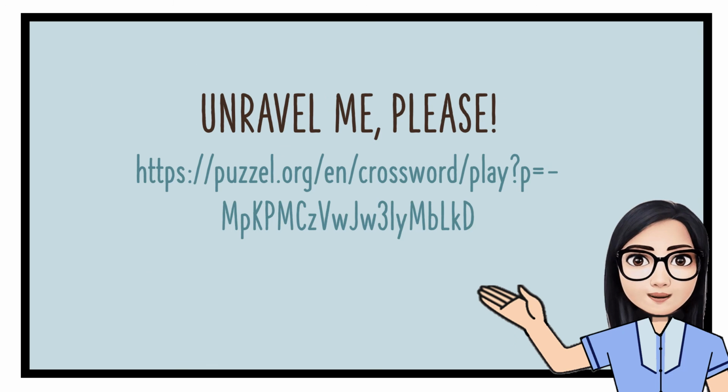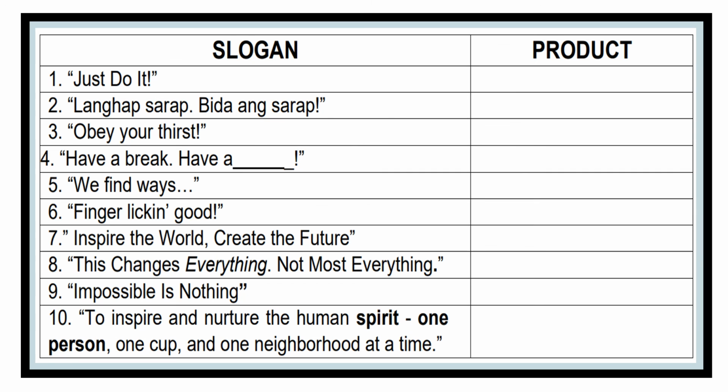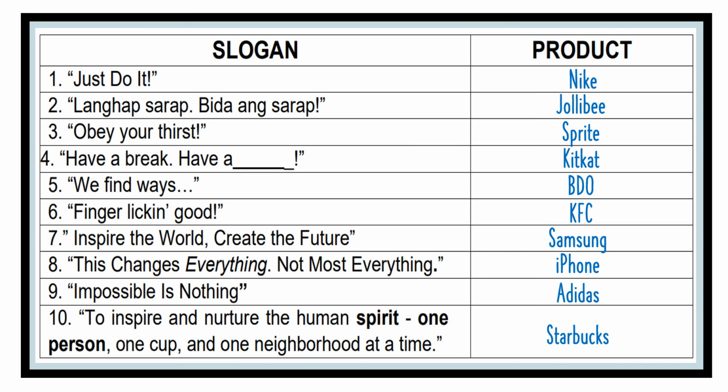For your activity, answer the crossword puzzle given in the link. You can find the link in the description below. The crossword activity shows how many terms are found in a research alone. Let us now know about campaigns used in advertisements. Identify the products for its famous slogan. Let us find out the answers.